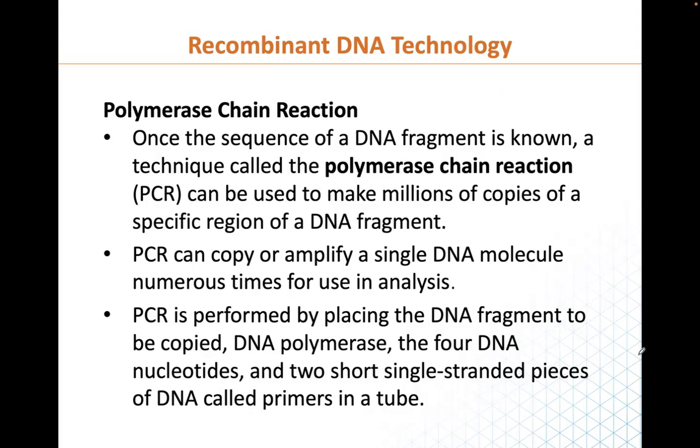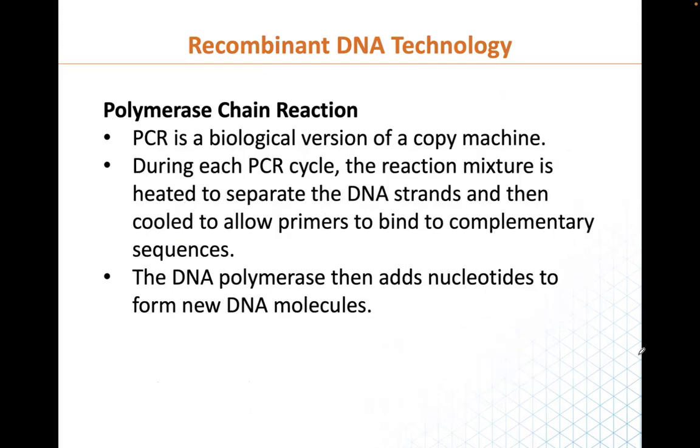performed by placing the DNA fragment to be copied, the DNA polymerase, 4 nucleotides, and 2 short single-stranded pieces of DNA, which are called the primers. You put all of this in the test tube. So the PCR is a biological version of a copy machine.